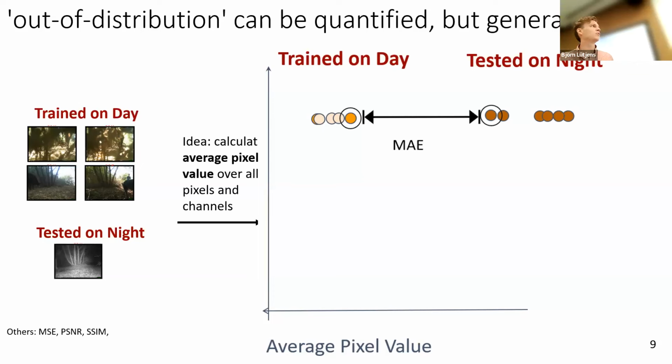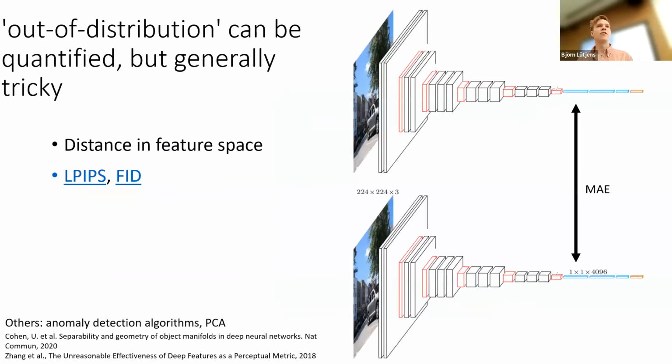That's one way where we really use our domain knowledge to try to identify what out of distribution means. But in general, this can quickly get very, very tricky, where you get into the field of anomaly detection algorithms. All these algorithms work in a way where you have an image and another image, and you try to calculate the distance between those images. The way to do that is you project them into some form of feature space, and then you measure the distances in this feature space.